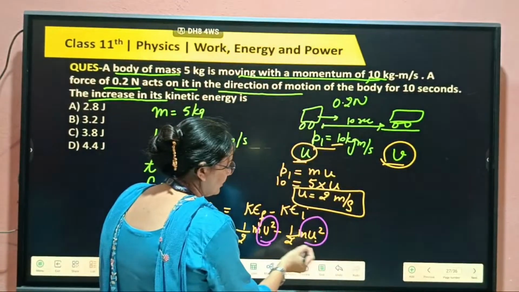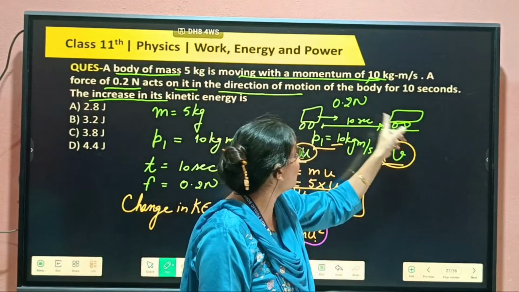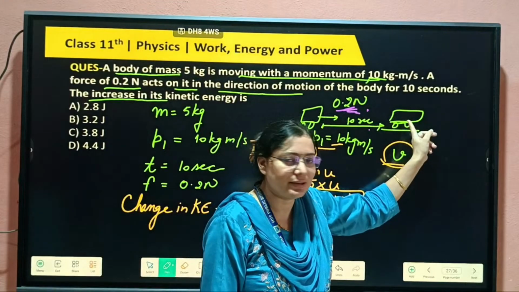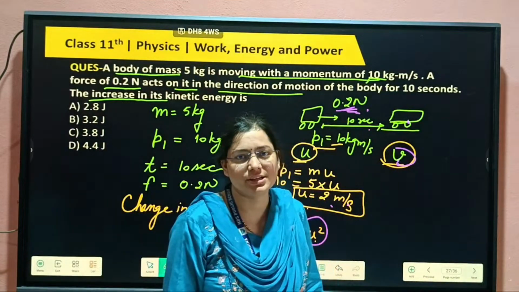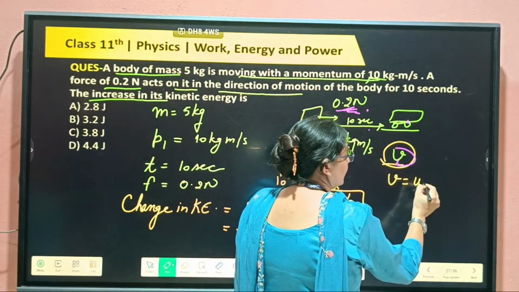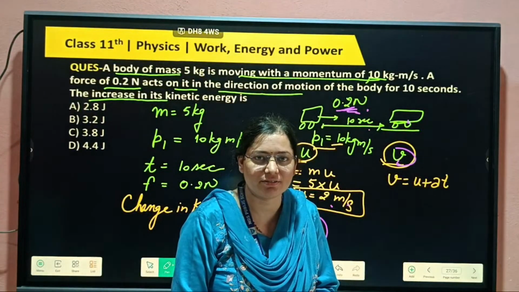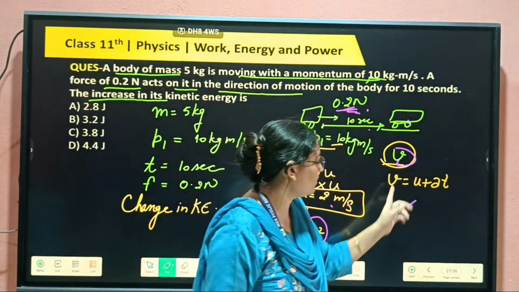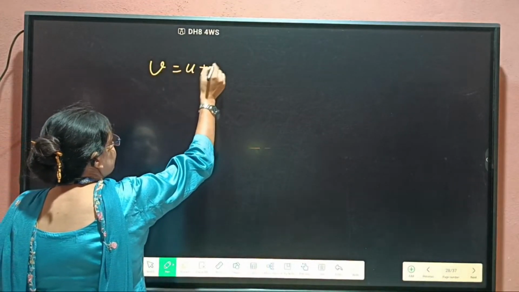Clear? After that, what is needed? Final velocity. Where will we get the final velocity? When this body reaches here. When we applied a force of 0.2 newton on it, after 10 seconds it reached here. So we have to find the final velocity. Our initial velocity has come. For final velocity, what will we use? v equal to u plus at, because s is not given, that's why we can't use the second and third equations, but time is given, that's why we are using the first equation only. So as we will use the first equation, we can write v equal to u plus at.